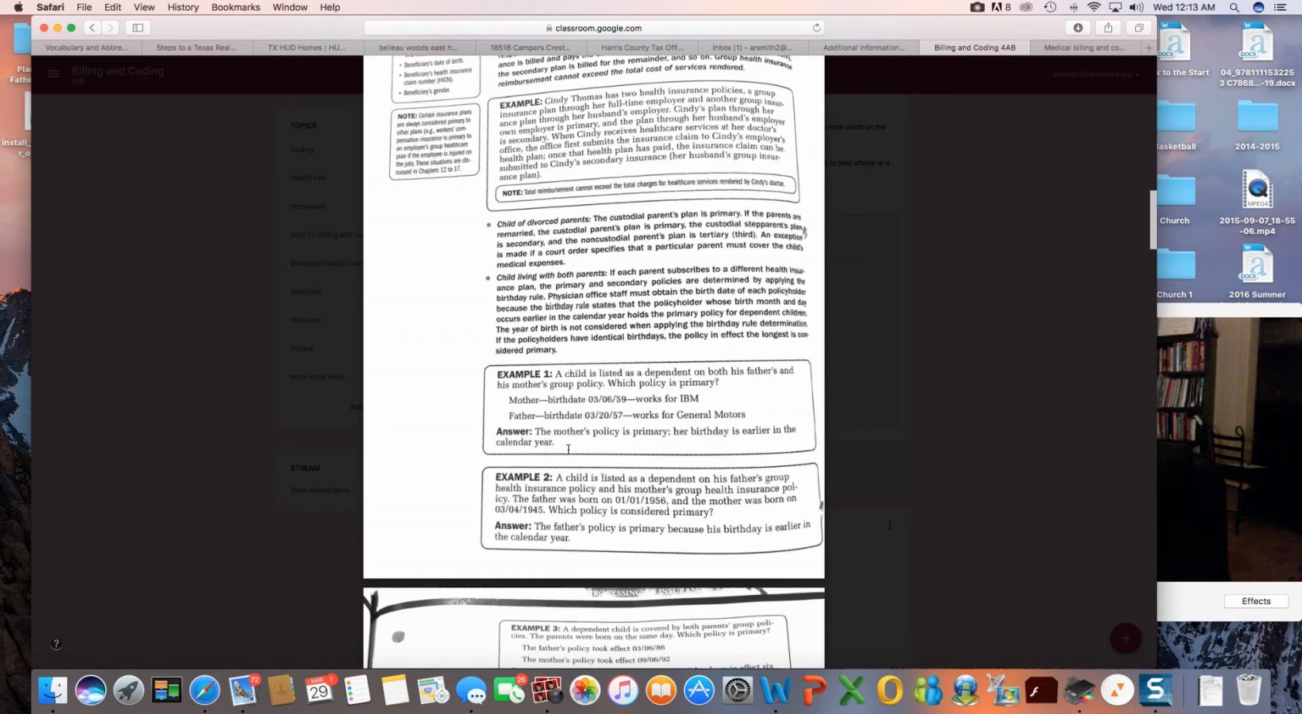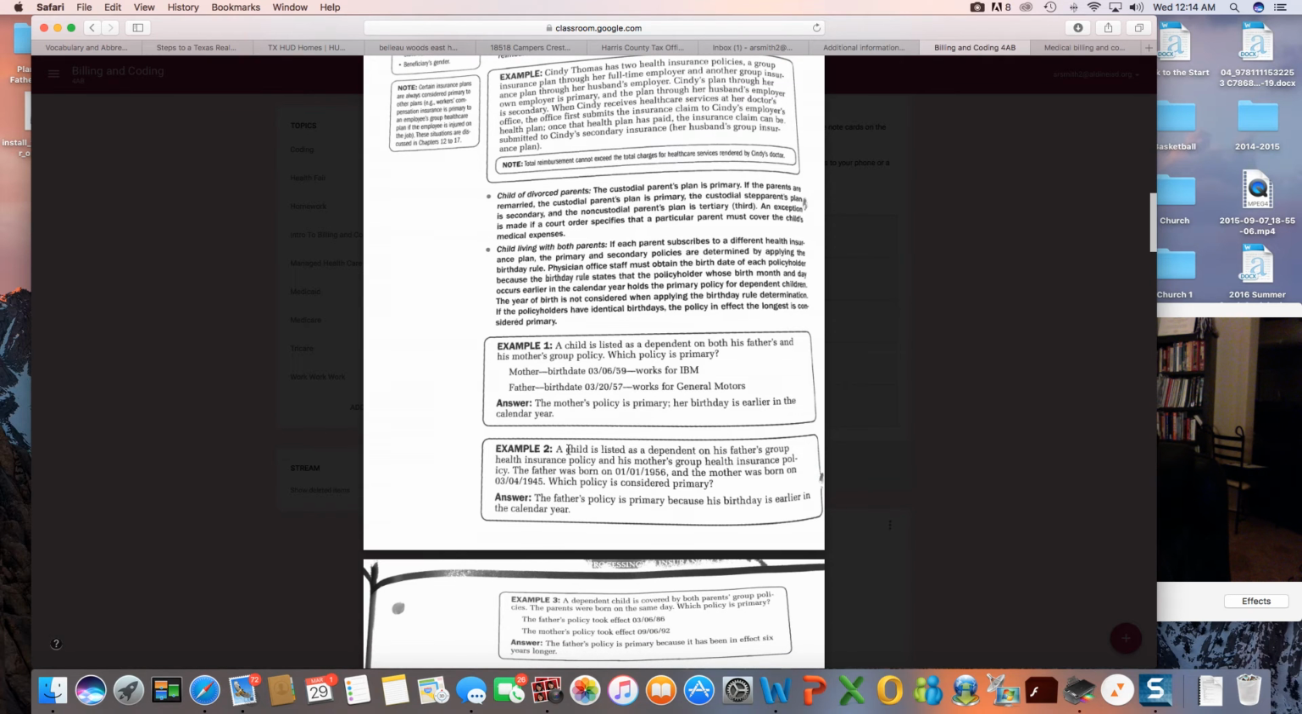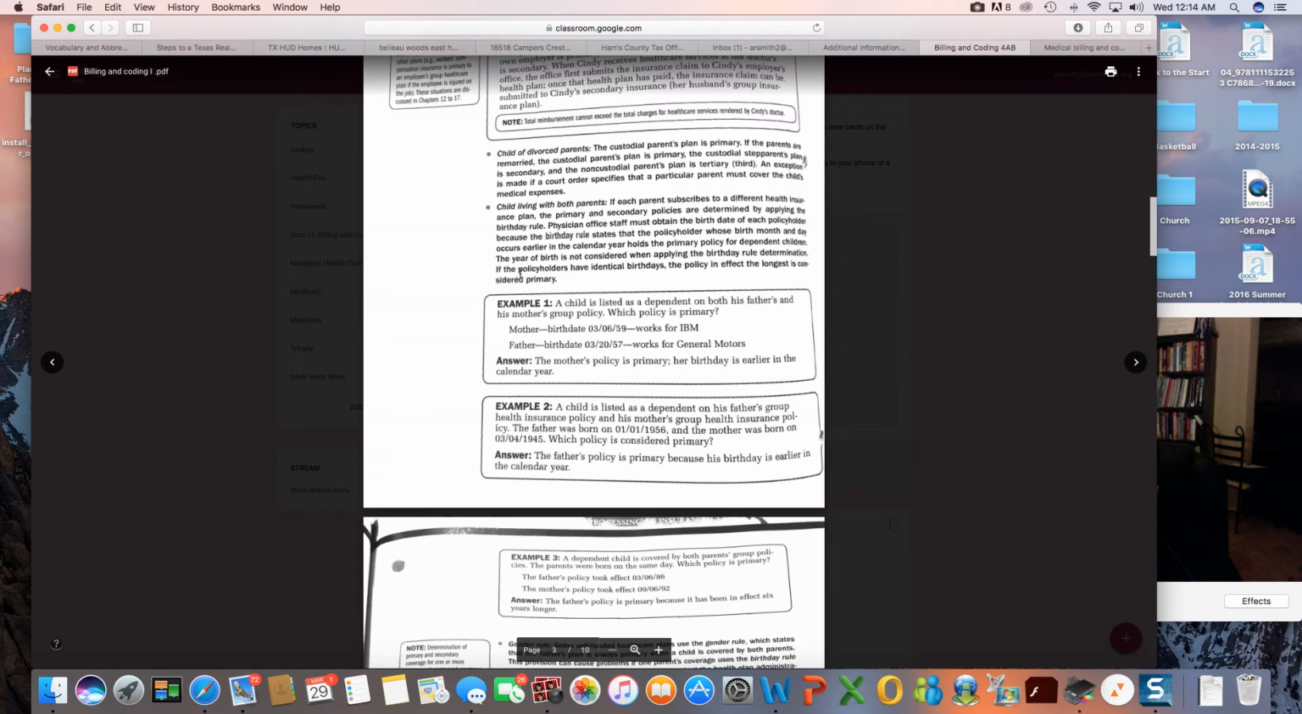Which policy is primary? The father's policy took effect on March 6, 1986, and the mother's policy took effect on September 6, 1992. Now, based on the information that was given to you in the second paragraph, who should cover this child? The father's policy is primary because it has been in effect 6 years longer, which is what is said here at the bottom. If the policyholders have identical birthdays, the policy in effect the longest is considered primary.